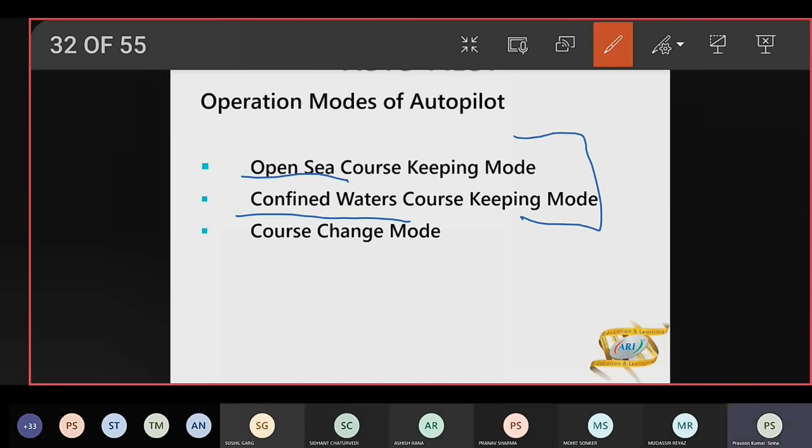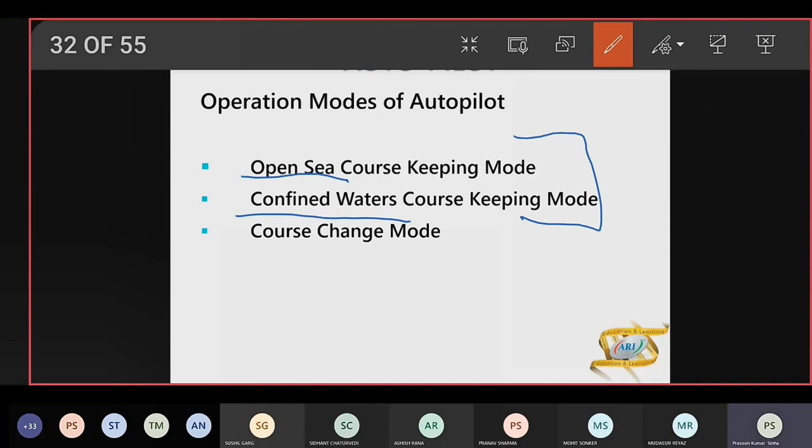Do we have other kind of names for these modes on the ship? If you have seen the autopilot, economy I know. What was the other? Precision. Okay. So confined water is basically precision mode. Very good. So economy and precision is basically what we have here, open sea and confined water modes.